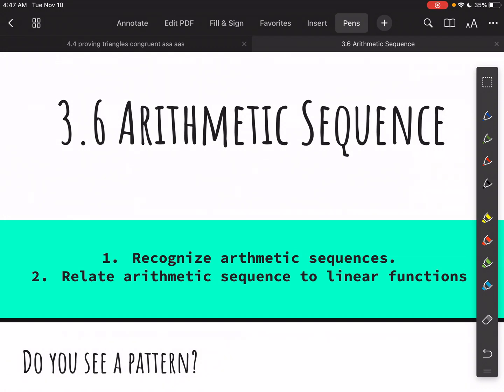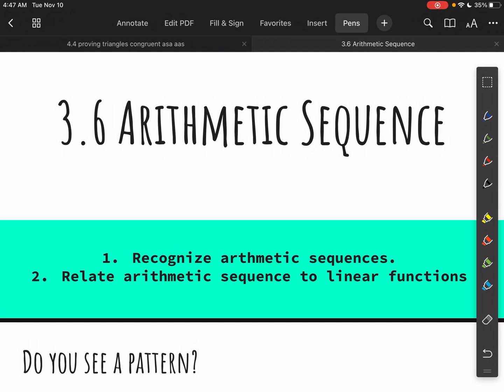All right, Algebra 1, as we continue on our journey of lines, I've decided to skip a lesson on transformations. Don't worry, you'll still get that information. It's just going to come later. I'm going to teach transformations when I do quadratics because it's a little less confusing when we're not dealing with lines. So we're going to move right into 3.6, arithmetic sequence.